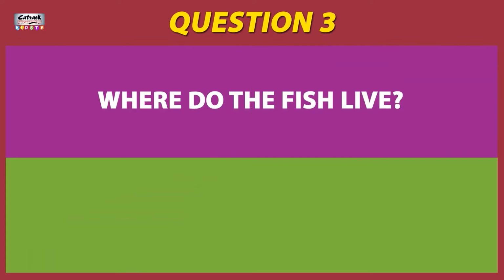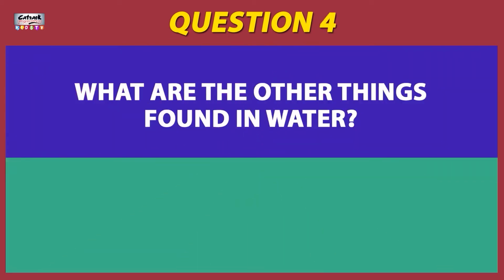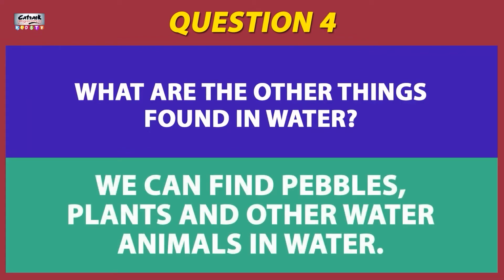Question 3. Where do the fish live? Answer. Fish live in water. Question 4. What are the other things found in water? Answer. We can find pebbles, plants, and other water animals in water.